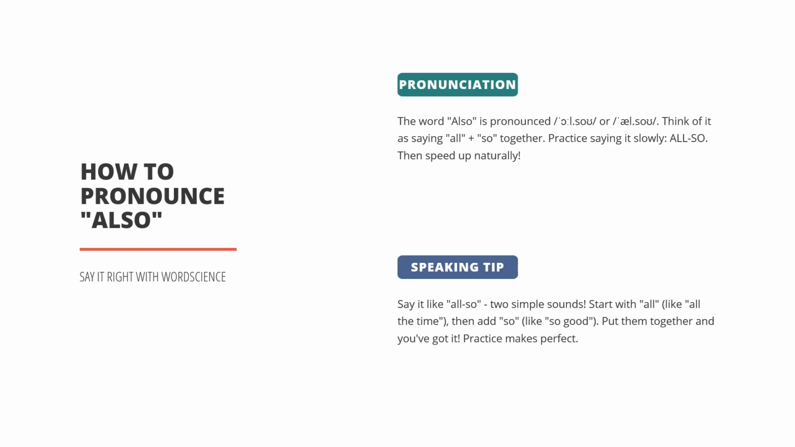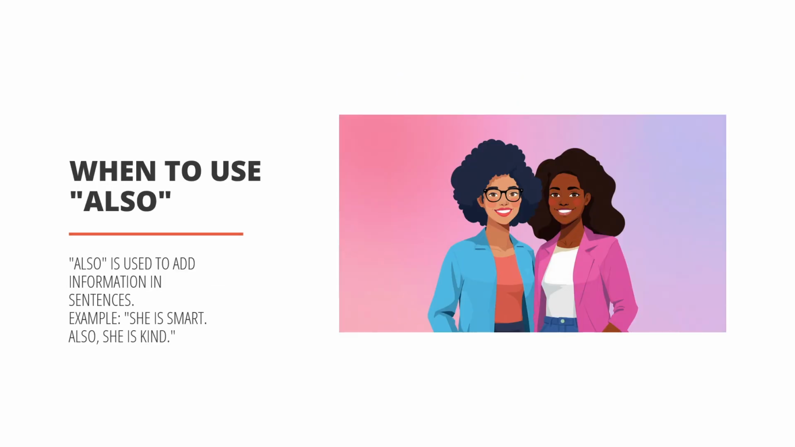Now, let's learn how to say it correctly. The word is pronounced as also. It's very simple. Just say all and then so. Also. Also. Practice it with me. Also. Great job.